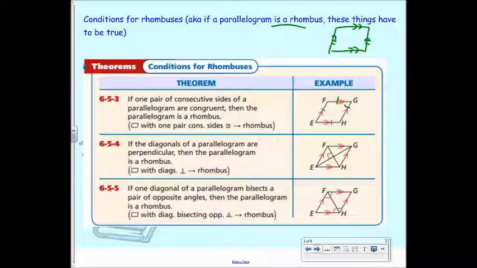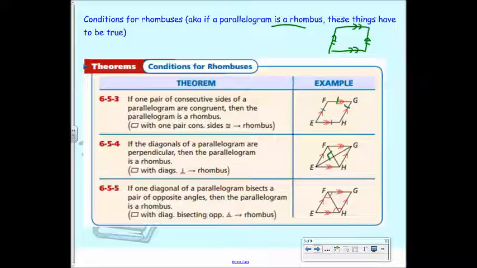Good. If the diagonals of a parallelogram are perpendicular, then the parallelogram is a rhombus. So again, if these make 90-degree angles, then it has to be a rhombus. And then if one diagonal of a parallelogram bisects the pair of opposite angles, then the parallelogram is a rhombus. So remember that the diagonal cuts those angles into two equal pieces if it is a rhombus.